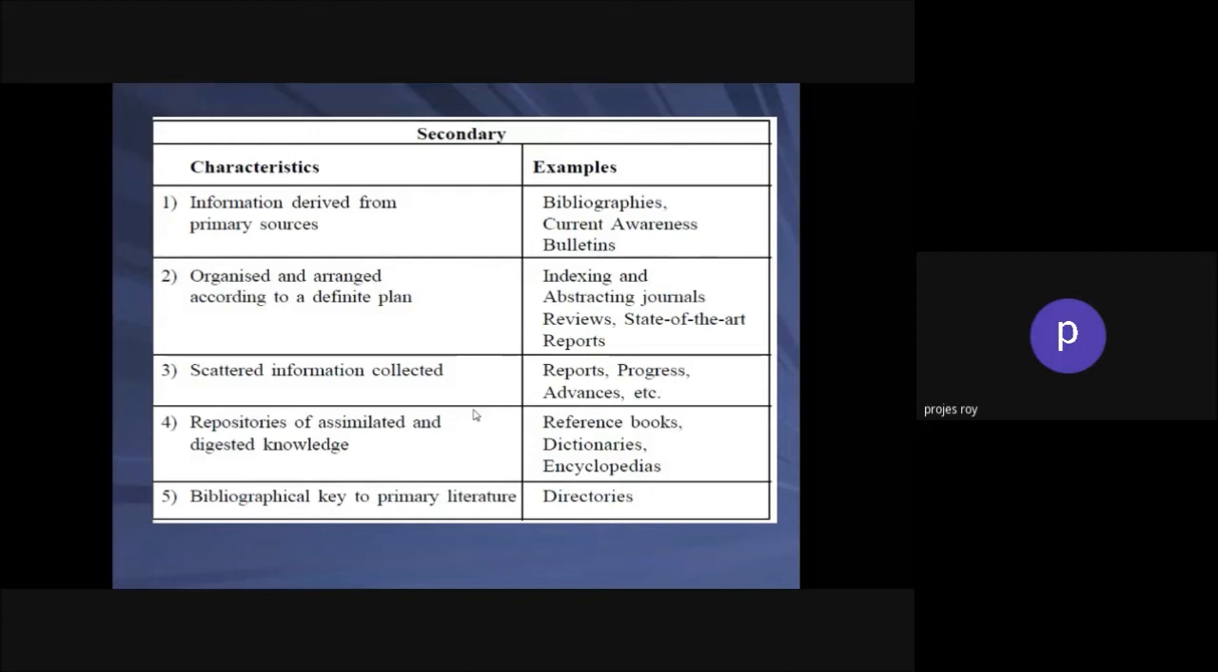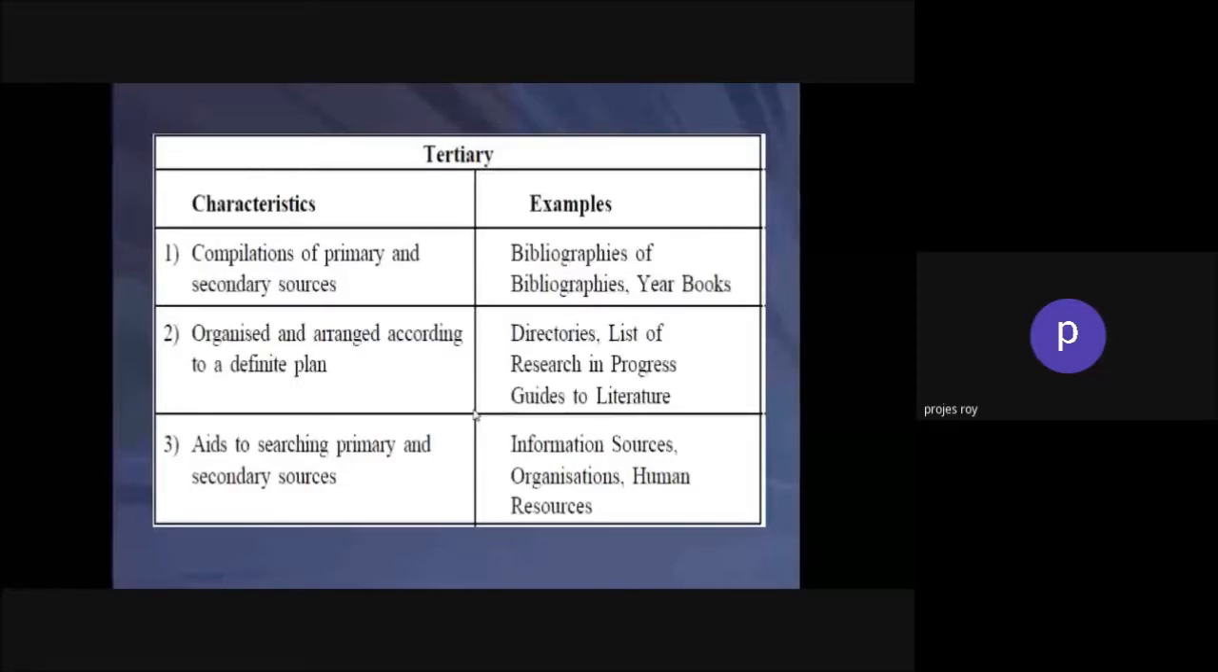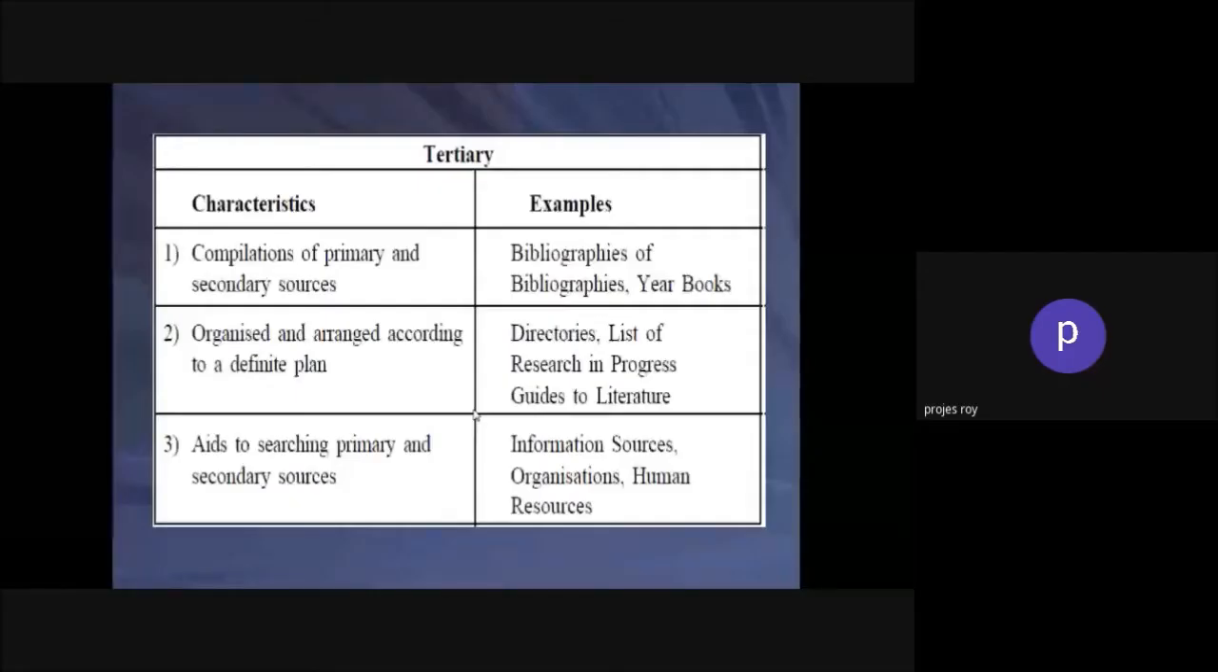In tertiary sources, for example, you will see compilations of primary and secondary sources, bibliography of bibliographies, yearbooks, organized and arranged according to a definite plan, directories, lists of research in progress, guides to literature, aids in searching primary and secondary sources, information sources organizations, human resources. These are the tertiary sources of information.